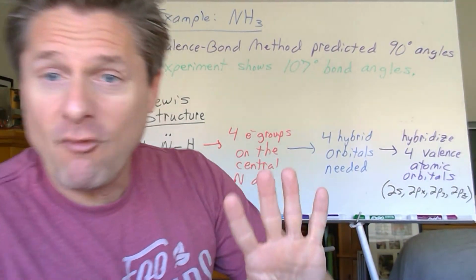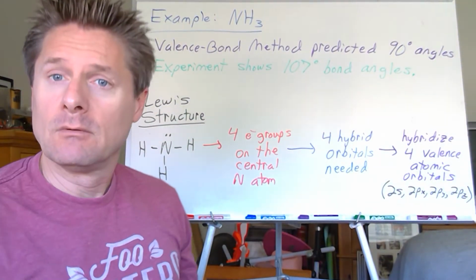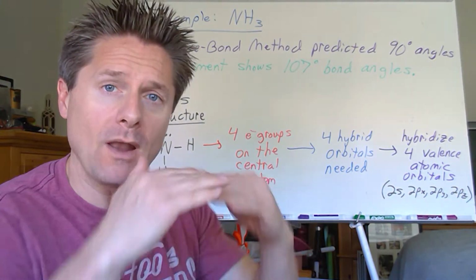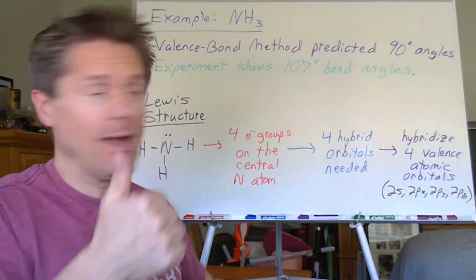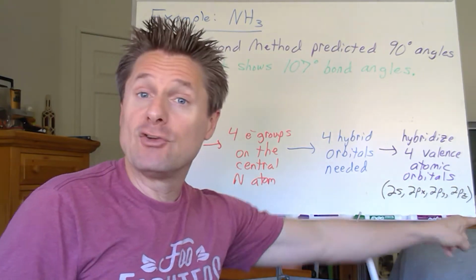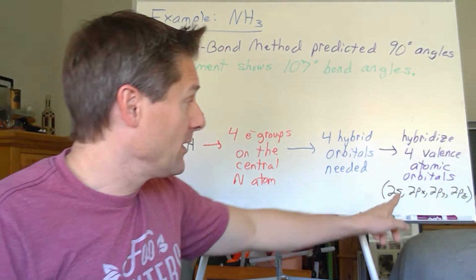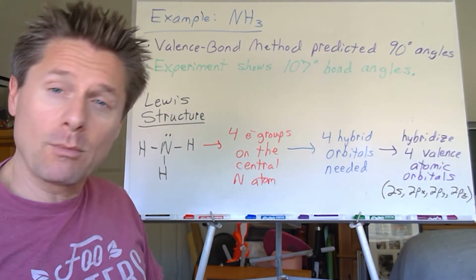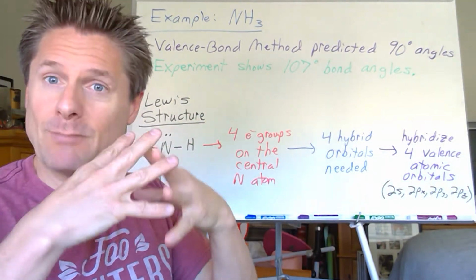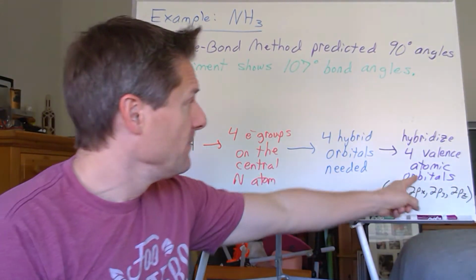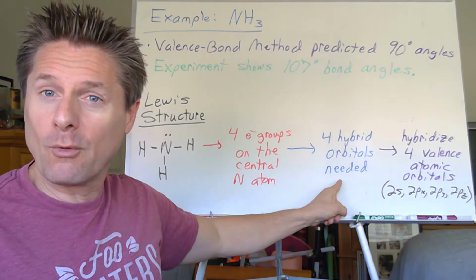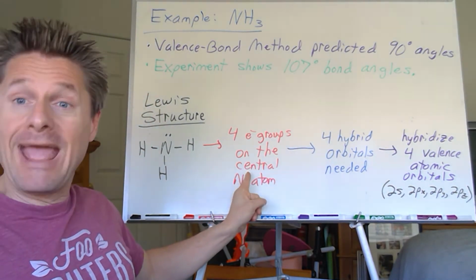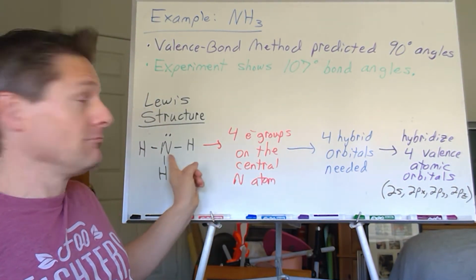So we actually have 4 in the n equals 2 energy level, principal quantum number, right? N equals 2. We have 2s, 2px, 2py, 2pz, because there's 3 p orbitals. That would give us 1, 2, 3, 4 atomic orbitals that we could hybridize by combining those wave functions. That will give us 4 equivalent hybrid orbitals that function as electron groups.